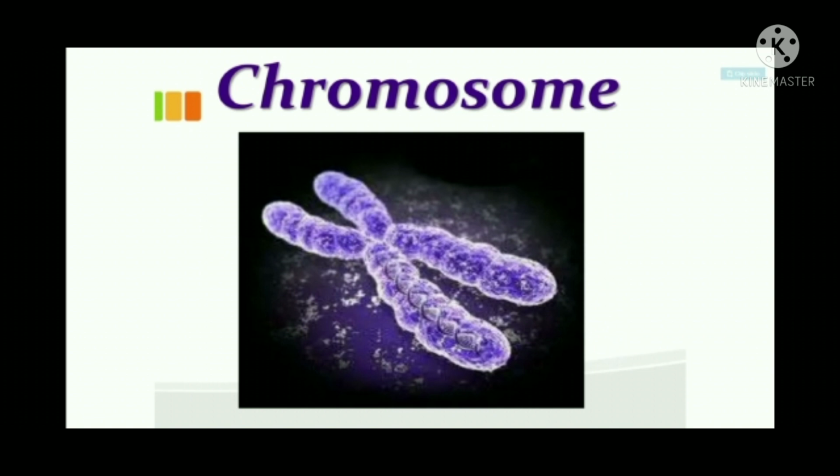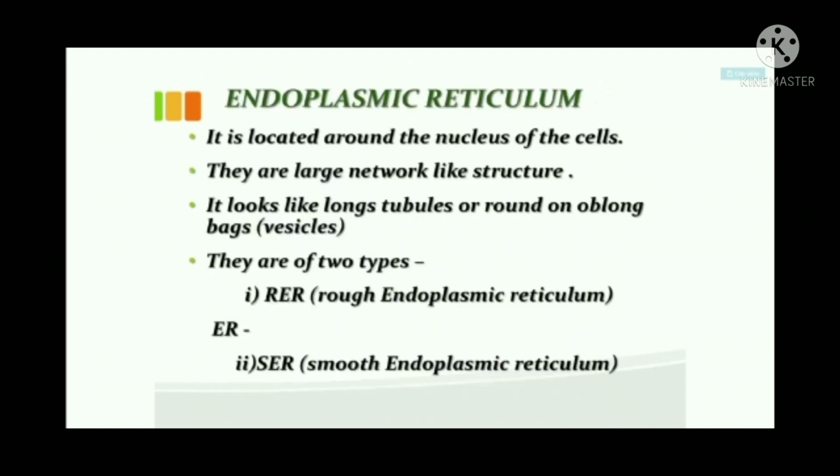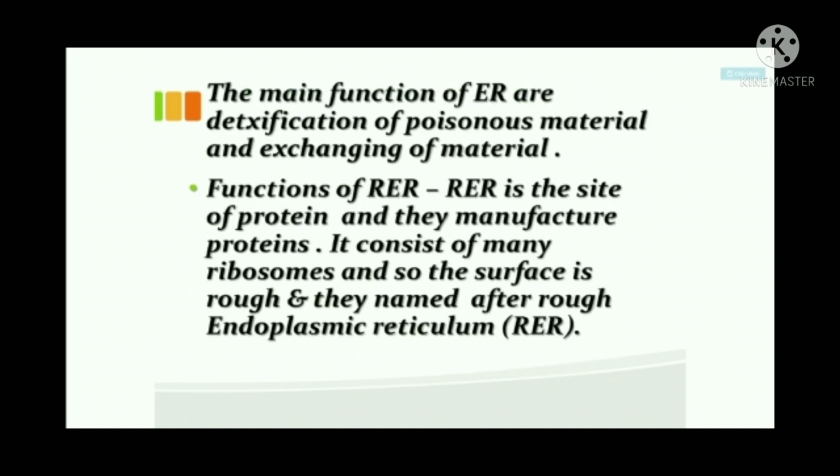Now endoplasmic reticulum. It is located around the nucleus of the cell. They are a large network-like structure. It looks like tubules or round or oblong vesicles. There are two types: rough endoplasmic reticulum, RER, and SER, smooth endoplasmic reticulum. The main function of ER is detoxification of poisonous material and exchanging of material.